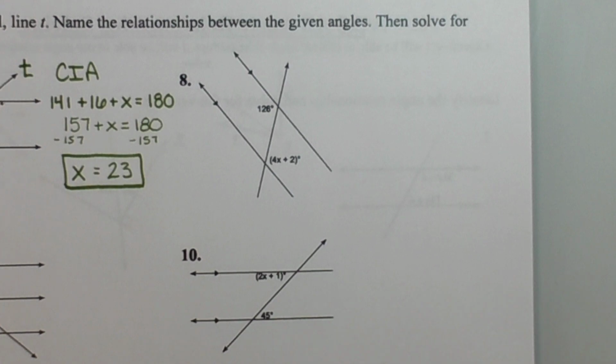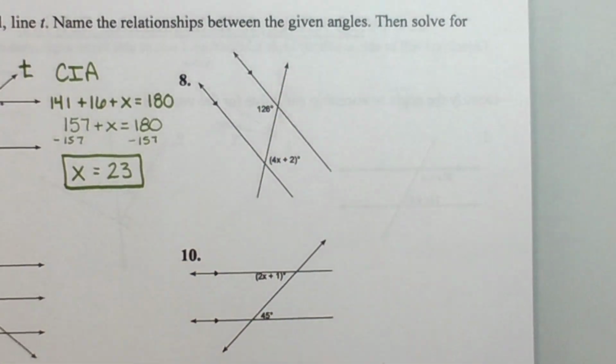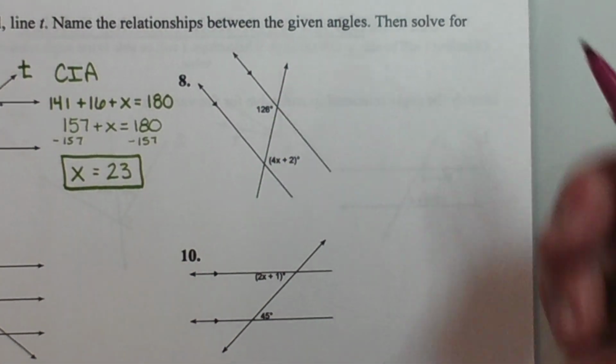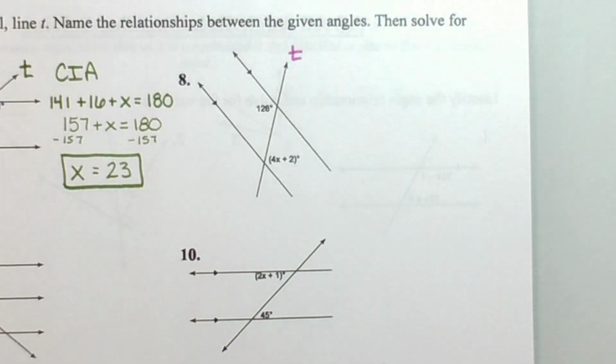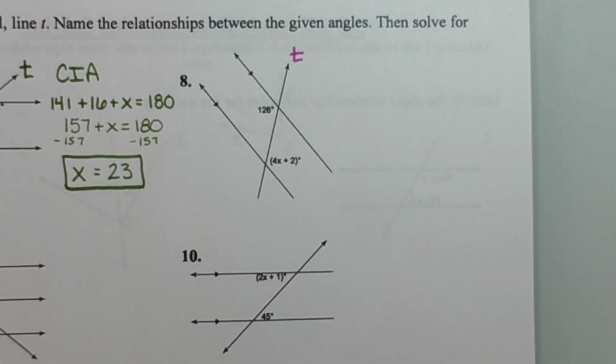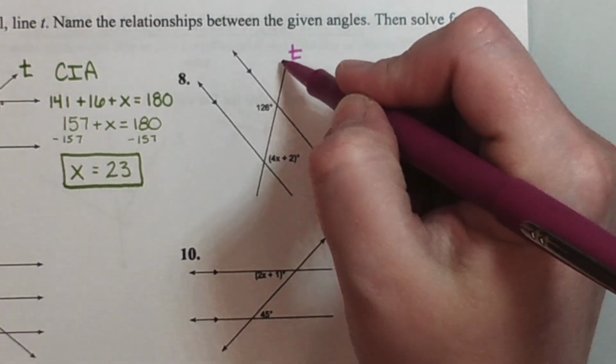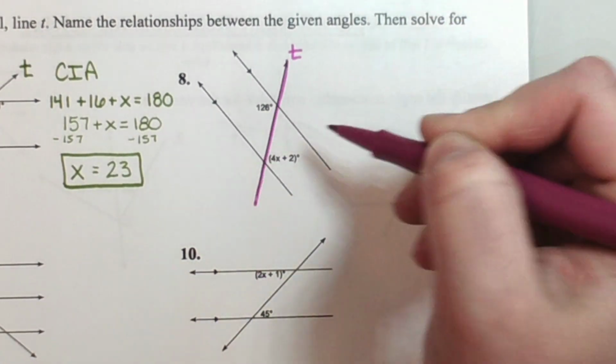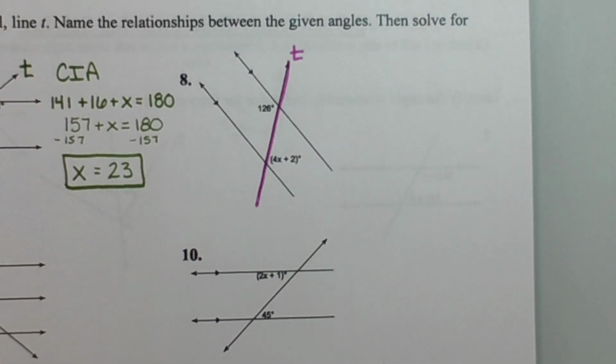Question 8. 1, 2, or 3. Which one's the transversal? 3. Do these two angles share a vertex? No. So it's one of the 4 from today. Are they on the same or opposite sides of the transversal? Opposite, because this is my transversal. One's left, one's right. Opposite sides of transversal. Are they interior, exterior, or one of each? Interior. Opposite sides, interior.